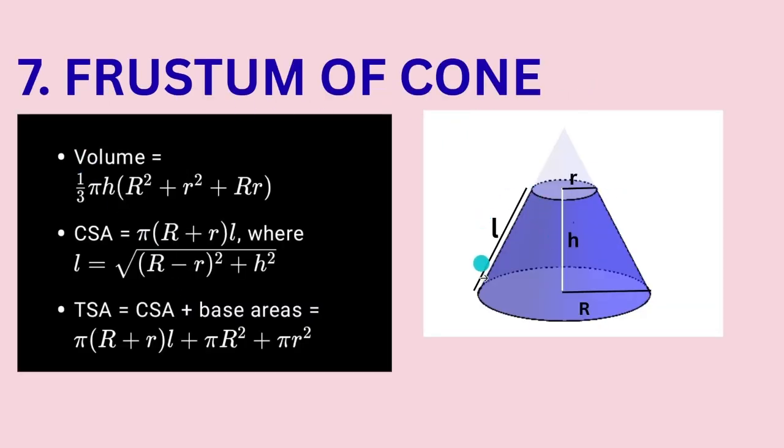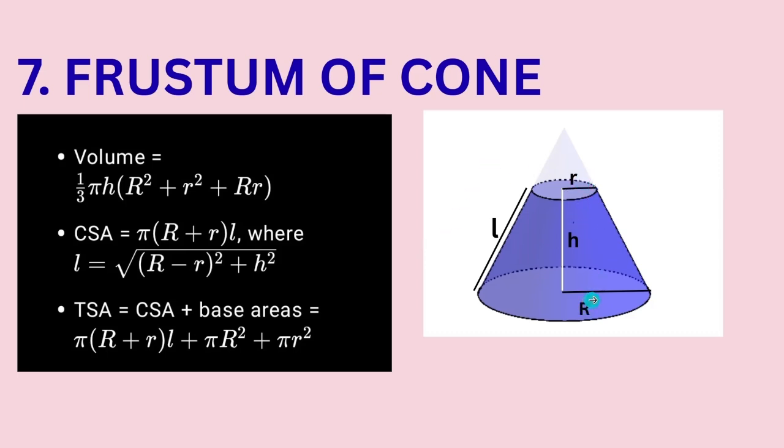Then we have the frustum of a cone. This is called the frustum of a cone. So its volume is simply 1 by 3 pi h, and then we have the big circle radius square and the small circle radius square, and the product of both radii.